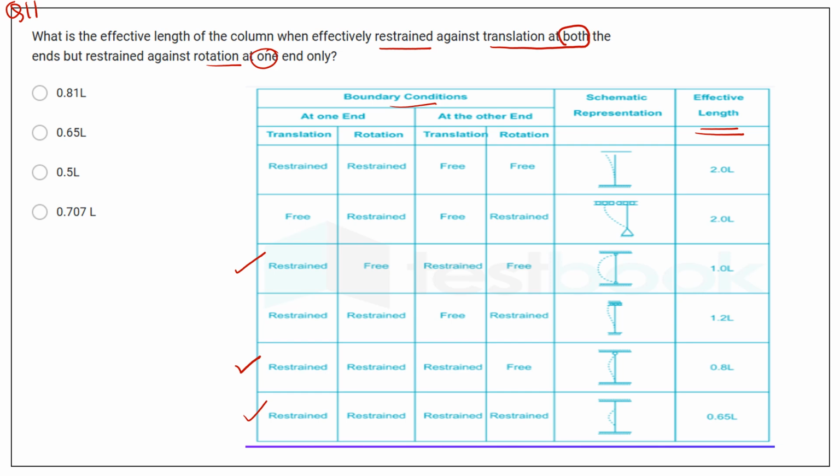only one end. Okay, so here free and free, both rotations are free. Here both rotations are restrained, but here one rotation is restrained, another one is free. So this condition is applicable here. So the value for the given condition is 0.8 L. So your option number first is correct. This is a printing mistake. So 0.8 L is the correct option. Then next question.